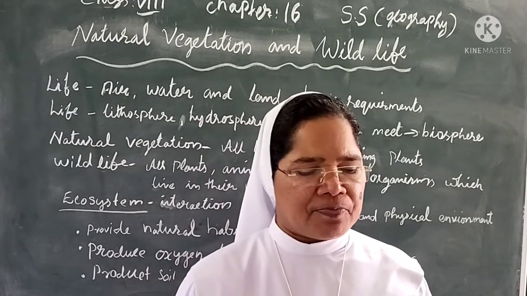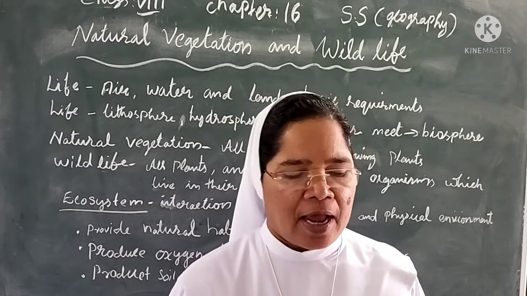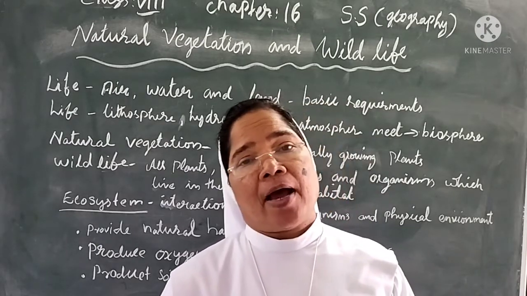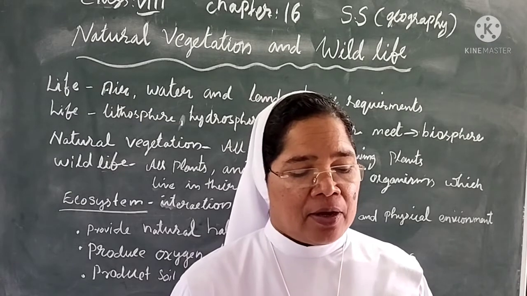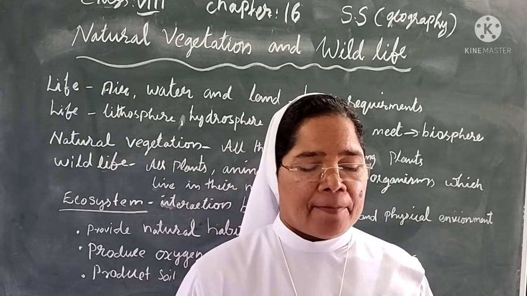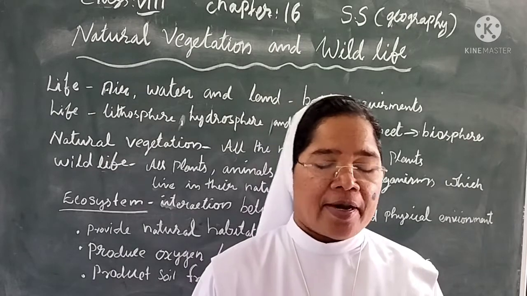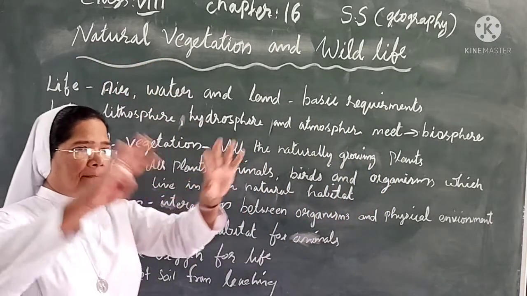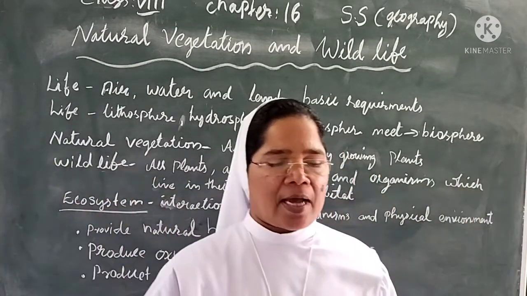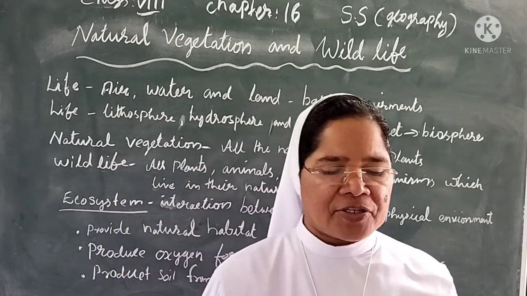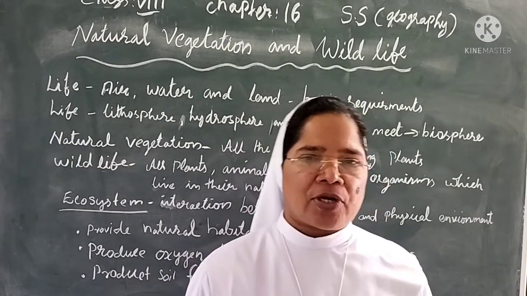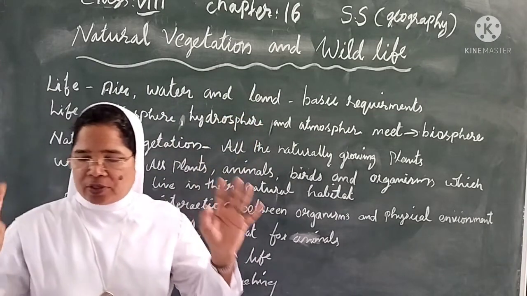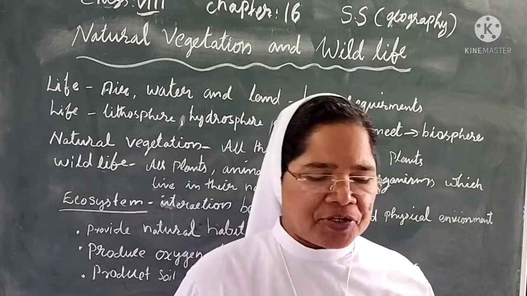Now, life on earth is found in two main forms: plants and animals. Which are they? Plants and animals. All the naturally growing plants are together called natural vegetation. What is natural vegetation? All the plants together, we call natural vegetation.